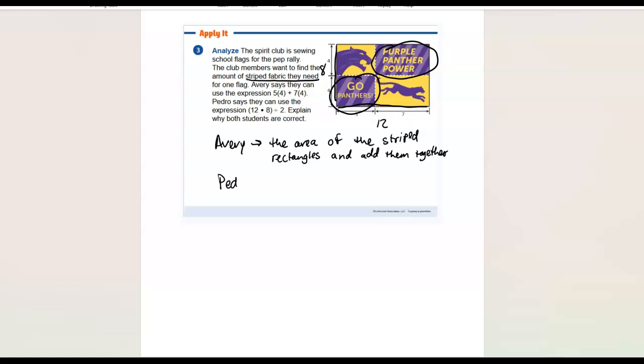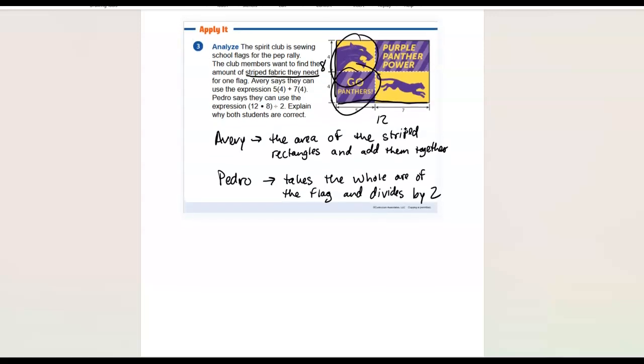Whereas Pedro takes the whole area of the flag and divides by 2. And again, that makes sense because all of these rectangles are exactly the same. So if you take, they match up. This rectangle and this rectangle are the same, and then the two longer rectangles are the same. And if you just take half of those, that would be half the area of the flag.